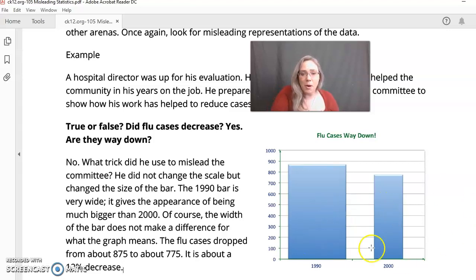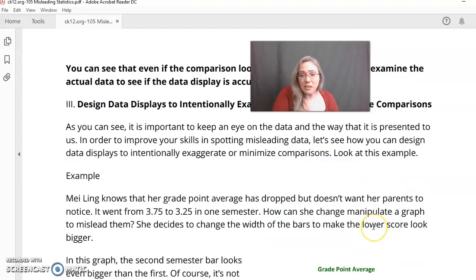So the 1990s bar is very wide, which gives it the appearance of being much bigger. And then this one is much narrower. It's a 12% decrease. Frankly, a 12% decrease right now seems pretty good to us, doesn't it? It's amazing how much this is changing the way we're seeing the world. You can see, even if the comparison looks like it's true, we have to examine the actual data to see if the data display is accurate or misleading.